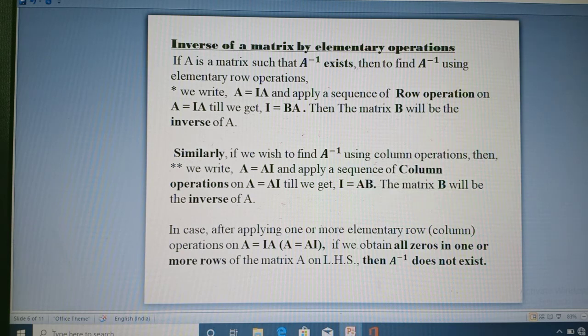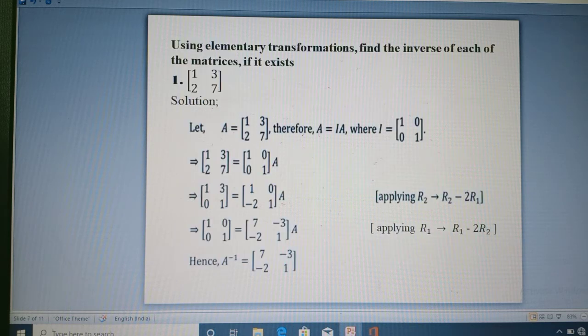Now, in case after applying the row or column operations for getting the inverse, we get any particular row or column in which all the elements are 0, then we conclude that A inverse does not exist. So I hope students you understood what elementary operations are. Let us move to some related questions based on this concept.